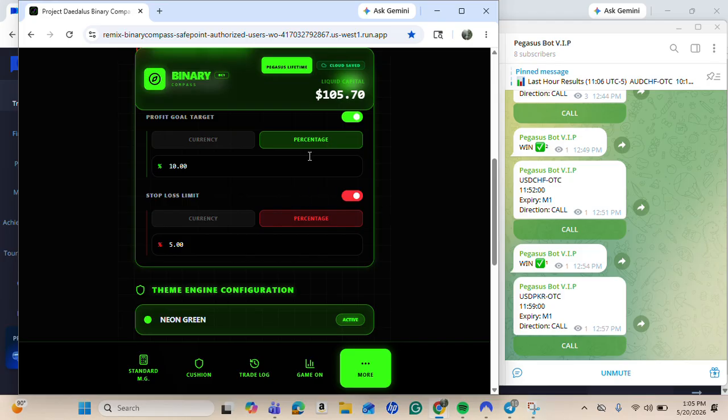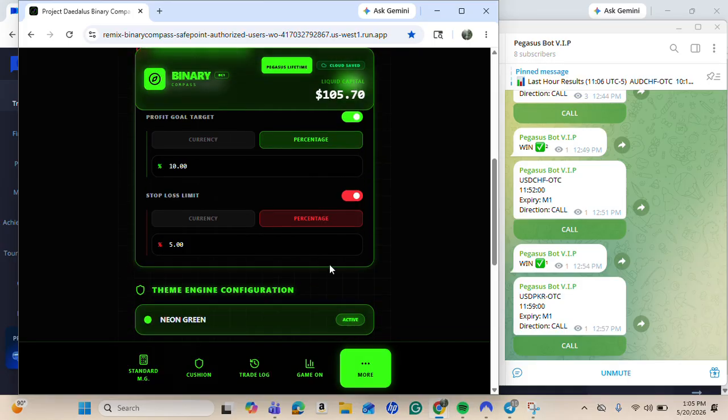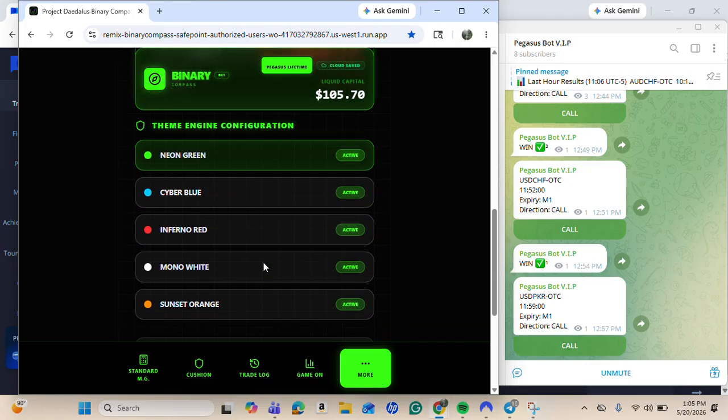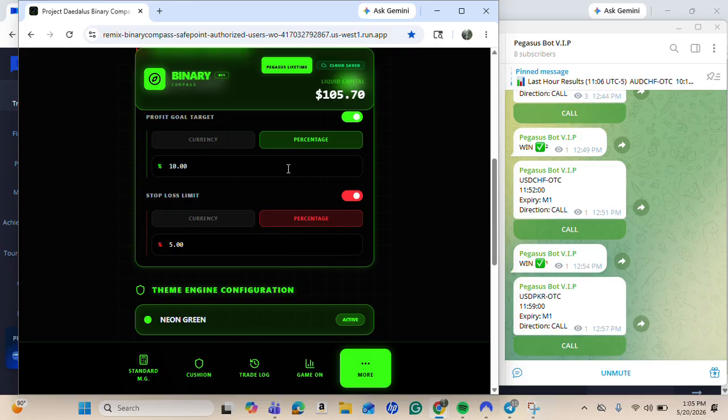So my goal today is to make 10% of my amount, and my stop loss is 5%. I won't tell you why I do 10% and 5%. If I start off with $100, right, and I make $10, and the next day I trade and have a bad day, right?